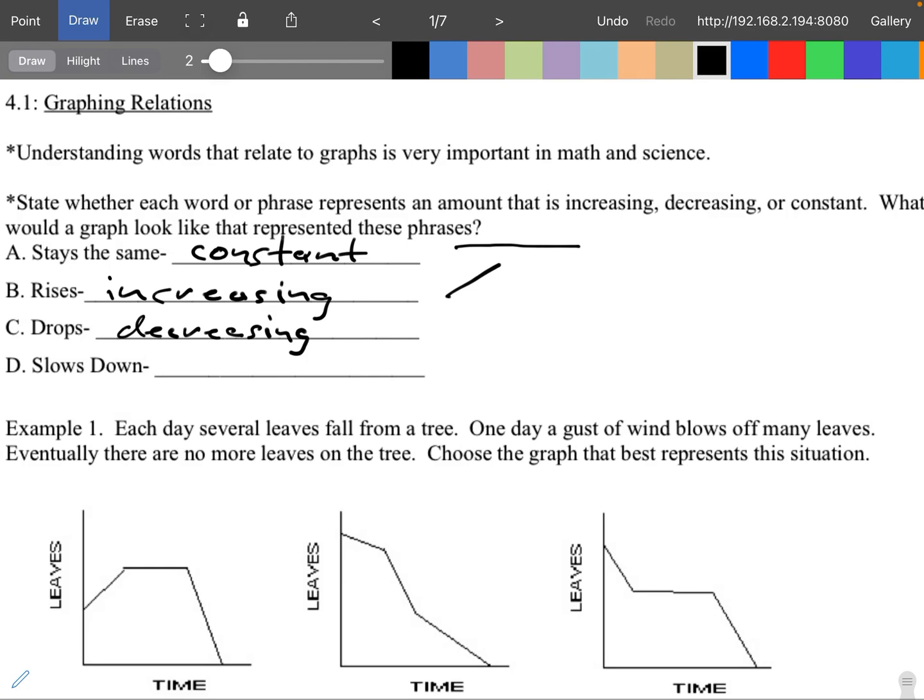And if it drops, it's what? Decreasing. Yep. So decreasing. So if a quantity drops, it's decreasing, and what would the graph look like? Going down, yeah. So it'd be going downhill left to right. So that would look something like this.